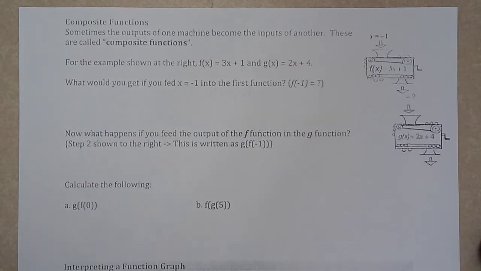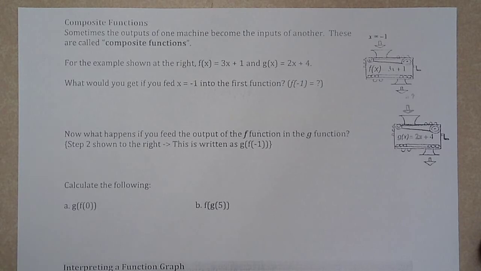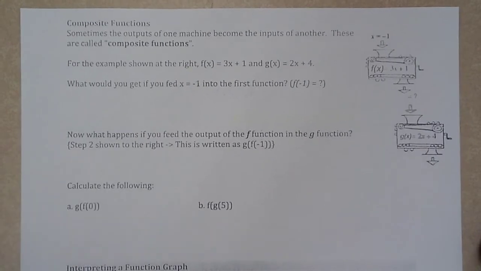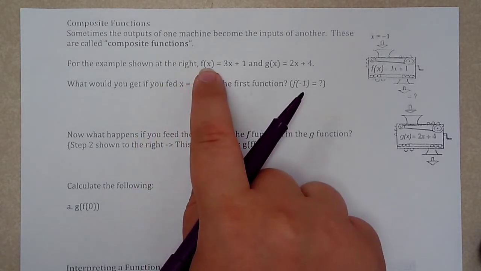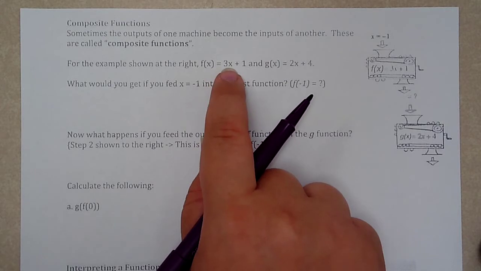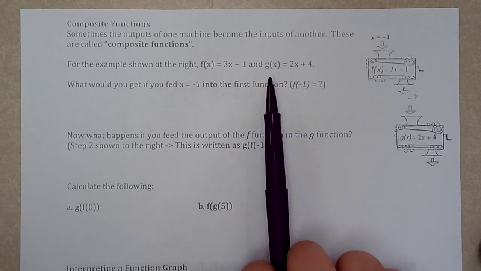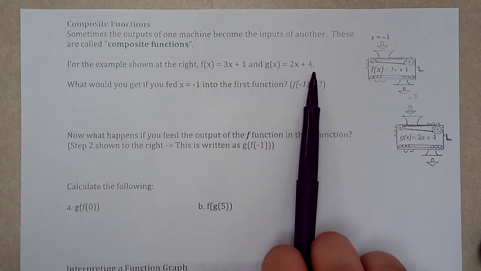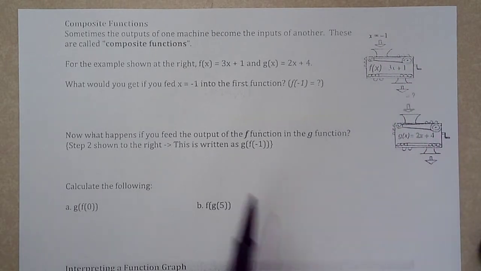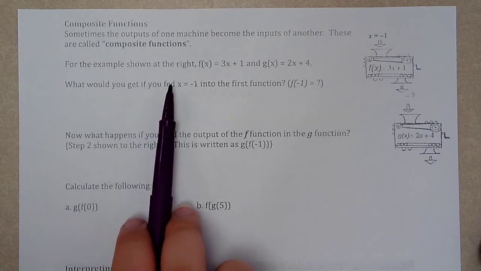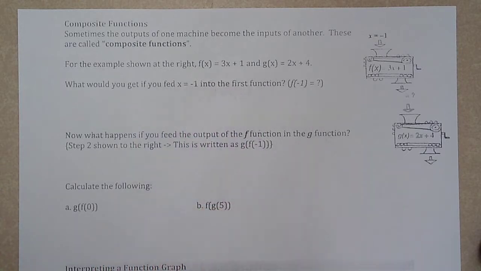So composite functions, sometimes the outputs of one machine becomes the input of another. These are what are called composite functions. So for example, f of x, our first function, is equal to 3x plus 1, and g of x is equal to 2x plus 4. So you've got f of x up here, you got g of x down here. It says, what would you get if you fed x minus 1 into the first function?